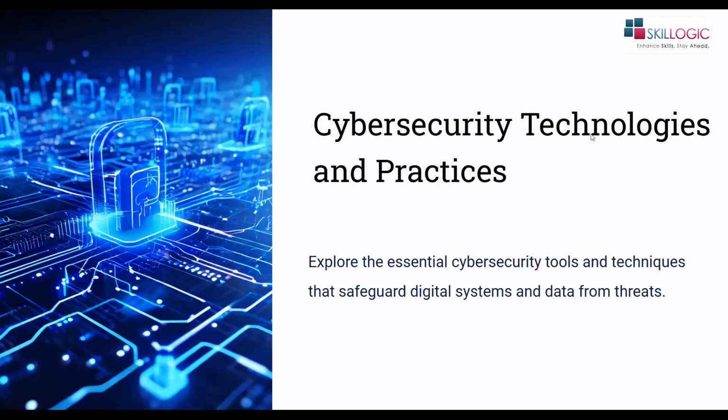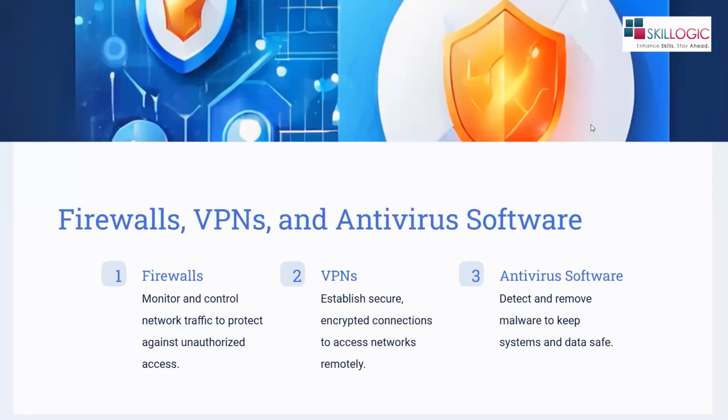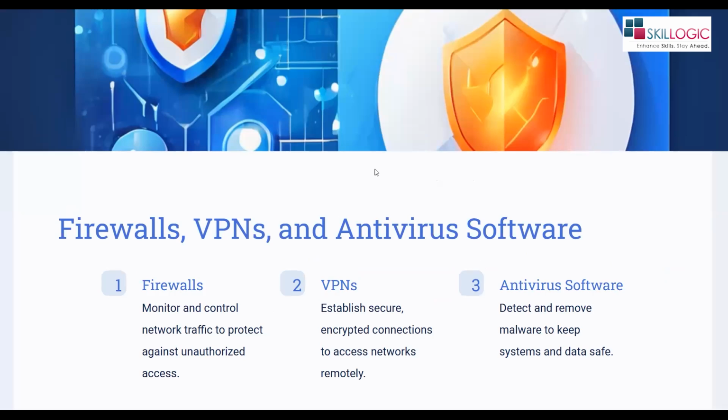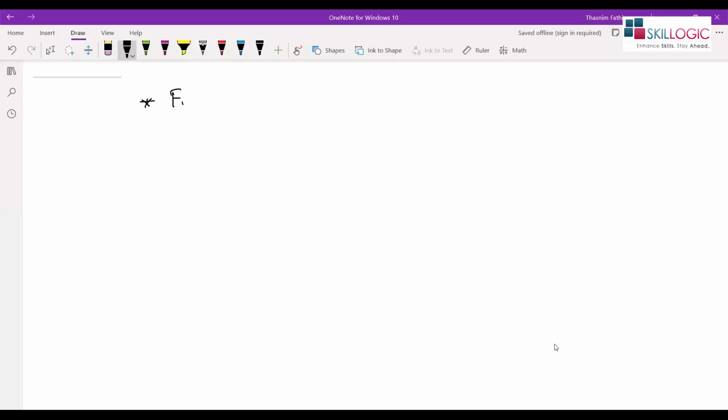So let's see. Firstly, we have firewalls, VPNs, and antivirus software. Let me help you with the first part, firewalls. Let me quickly launch OneNote and help here. So firewall is one of the very important terms under cybersecurity. A firewall is a network security device.